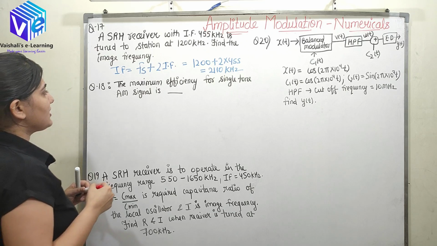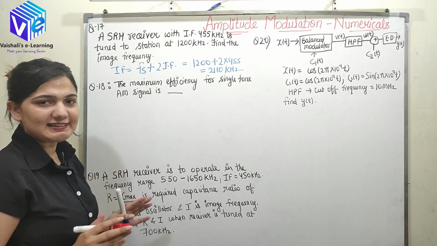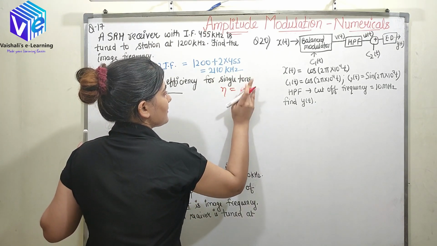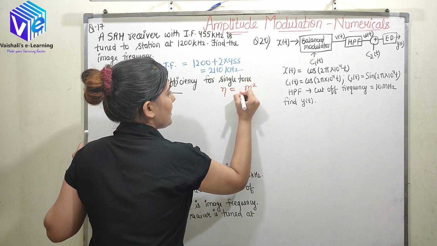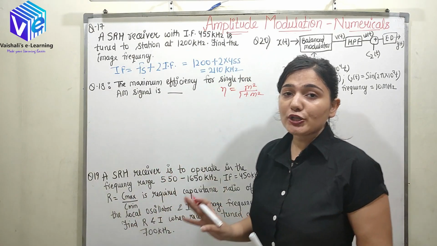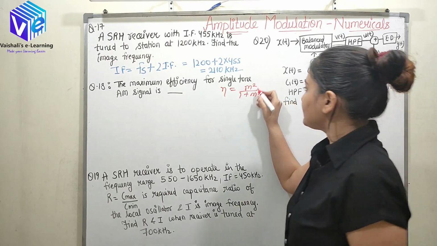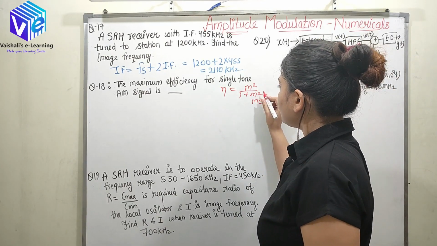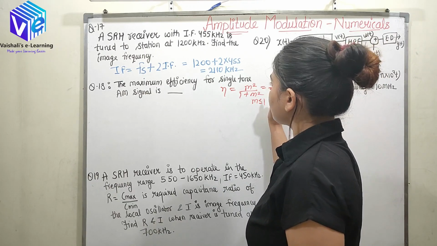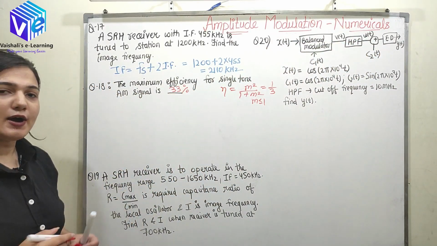Now coming to the next question, it states: the maximum efficiency for a single tone AM signal is. The maximum efficiency is given by m square upon 1 plus m square, and the maximum efficiency is when the modulation index is 1, because the modulation index has values less than or equal to 1. So when the modulation index is equal to 1, I have 1 upon 1 plus 2, which is 1 upon 3, which is 33%. So now I hope this is clear.